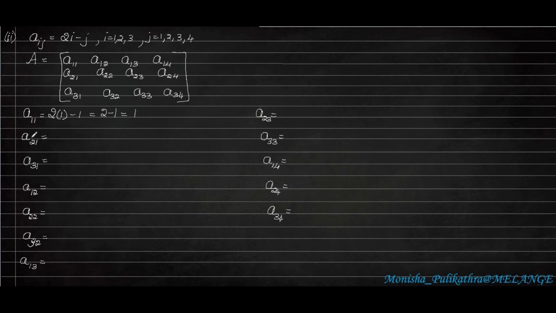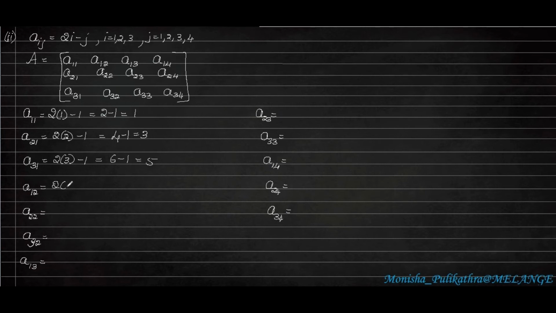So next, in the place of i we have to put 2, and in the place of j 1. So 2 into 2 minus 1 is equal to 2 2s are 4 minus 1 is 3. So next one, 2 into 3 minus 1, that is 2 3s are 6 minus 1 is 5. So in the first column the answer is 1, 3, 5.